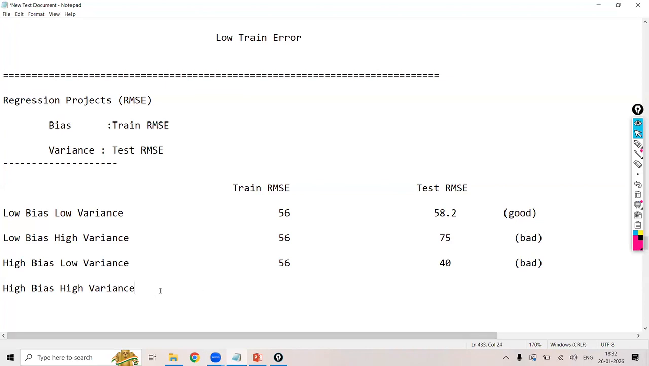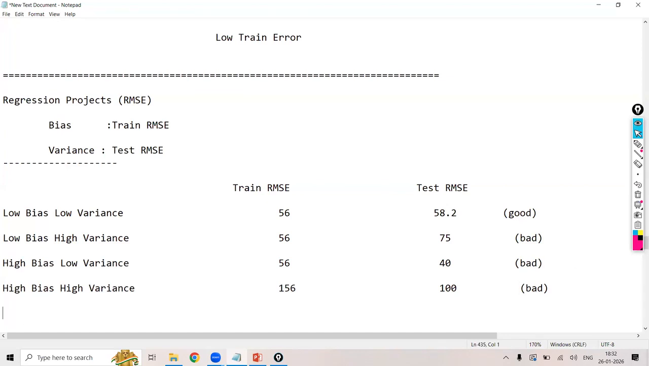Now, high bias means this is also 56. And this one is 100 or something. Okay. So here you are having the high train error, high test error. And this is also called a bad model. So out of the four of them, only one of them is good. The difference between the train and test should be within plus or minus 5% range.